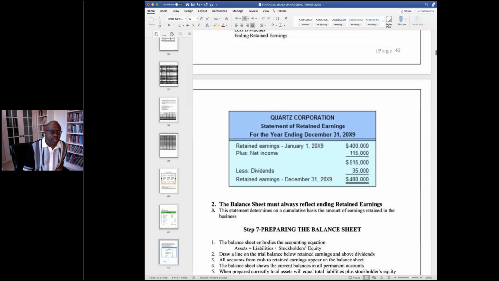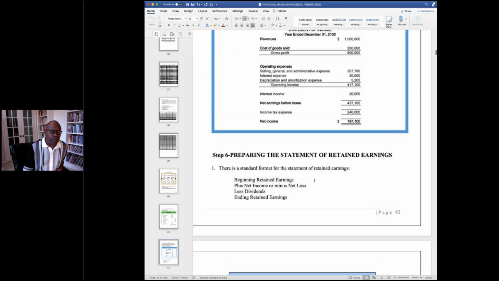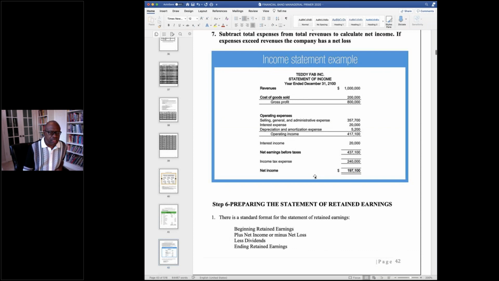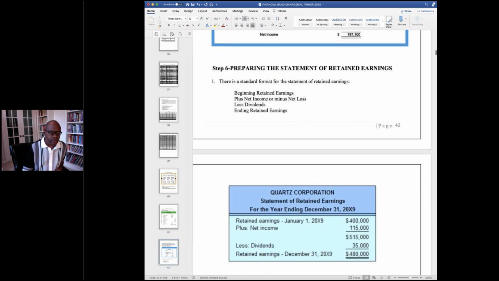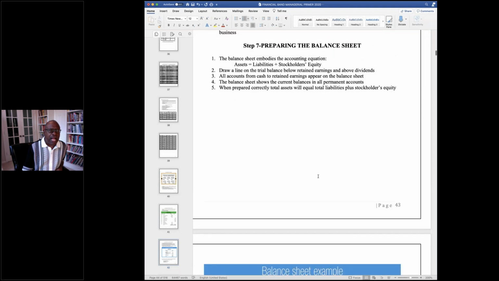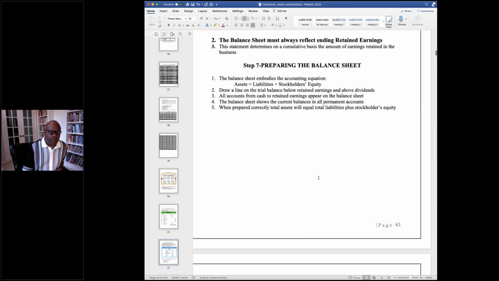So we use these three statements to look at how the business is doing. We don't look at the journal entries, the posting to the ledger, the trial balance. We must make our determinations from these three statements. And when we go back to that example, we're going to draw a line on the trial balance below retained earnings and above dividends. All accounts from cash to retained earnings will appear on the balance sheet.